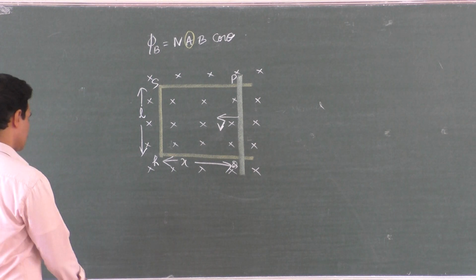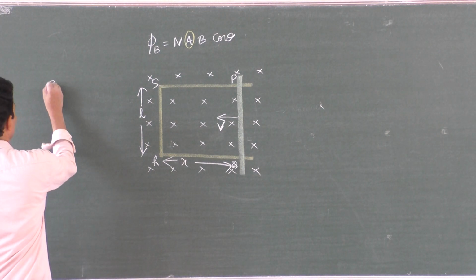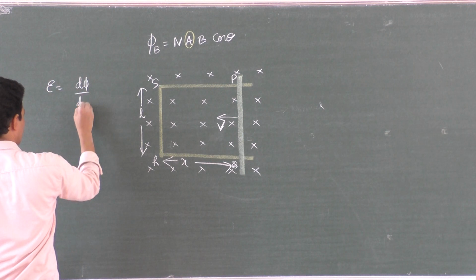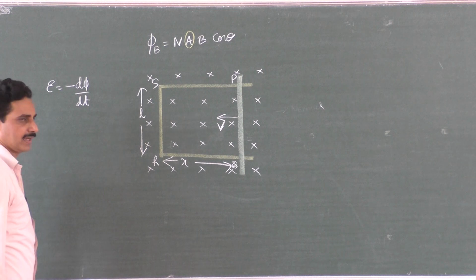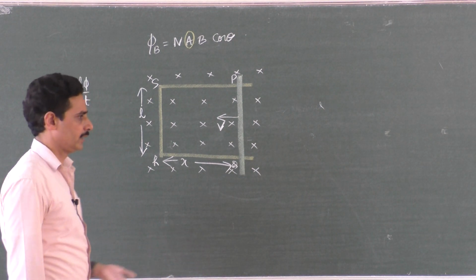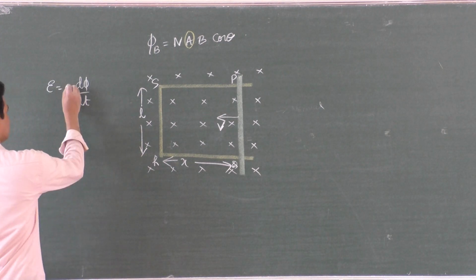What does Faraday's law say? According to Faraday's law, magnitude of induced EMF is directly proportional to rate of change of flux, or it is equal to rate of change of flux. Negative sign is because of Lenz's law. Lenz's law we have seen, right? It opposes the cause, that we have seen already. Minus d phi by dt.